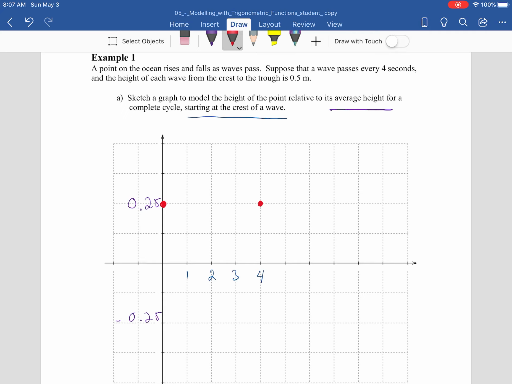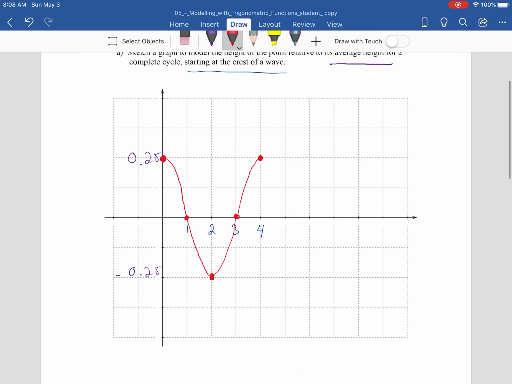Well, this fills in the rest of it fairly easily. If it's going to take 4 seconds to do a full cycle, that means it's 2 seconds before it gets to its trough. If you haven't heard that word before, trough is the bottom of the wave. And then you can even fill in the middles. Halfway between the high and low is the middle, and halfway between the low and the high is the middle. And it doesn't take long before I've got my nice graph here of one cycle.